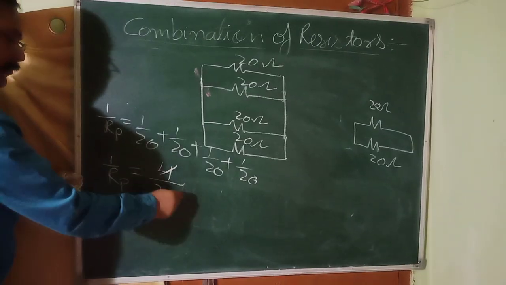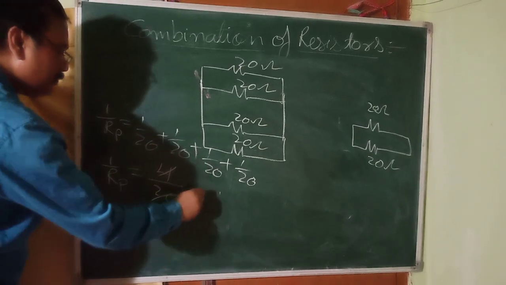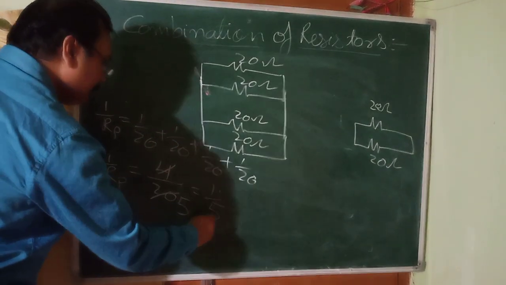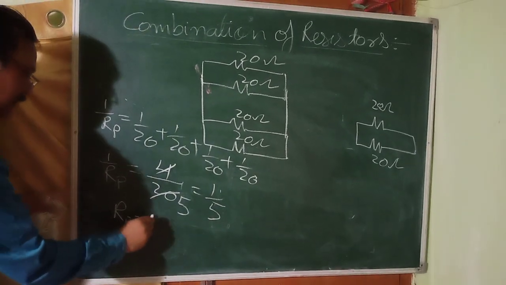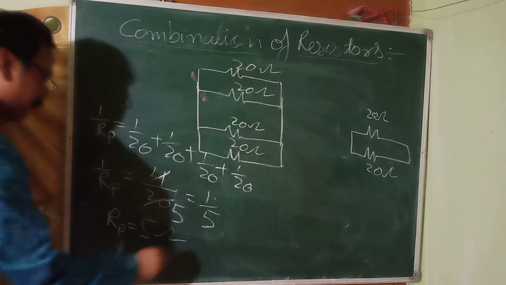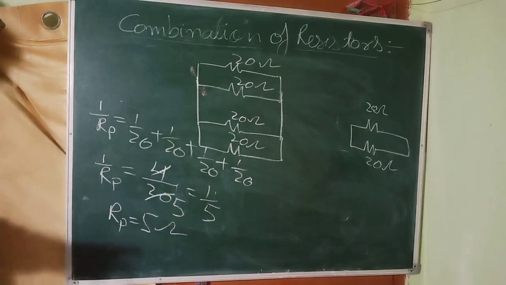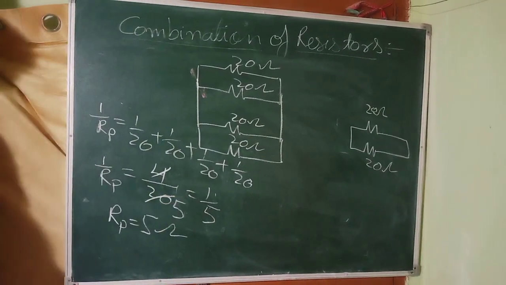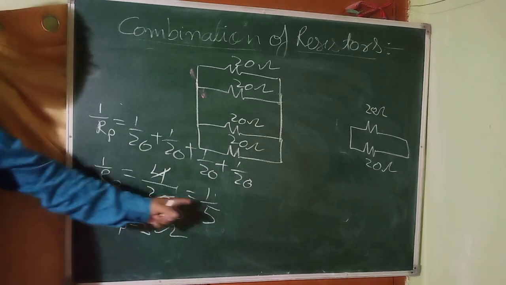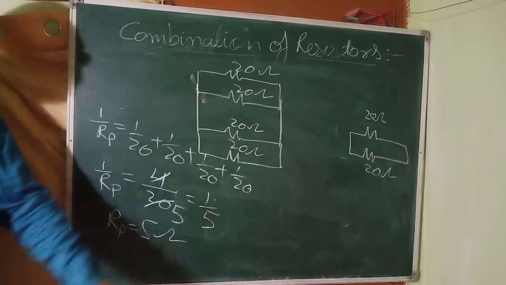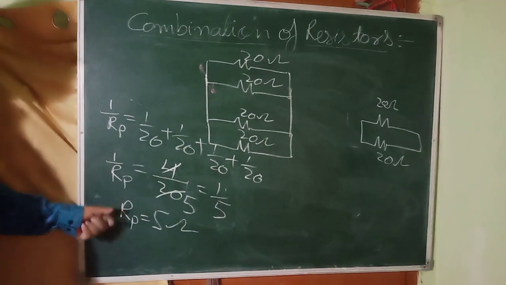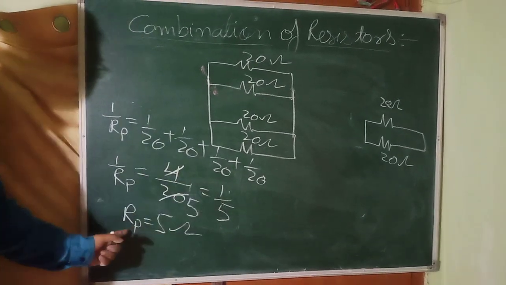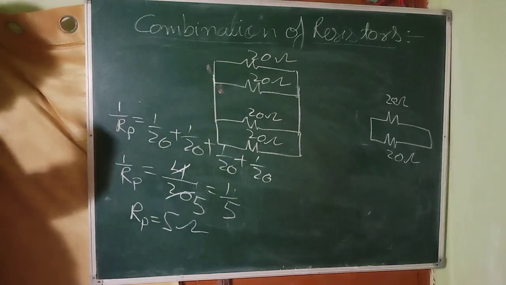And you know that 4 fives are 20. So you will get 1 by 5. So 1 by Rp is 1 by 5. So Rp is how much? It is 5 ohm. Okay. See, this is the point where children used to make the mistake. After this, they just leave it and write 1 by 5 ohm many times. Don't make this mistake at all. You must reverse this also, so that you can get Rp is equal to 5 ohm.